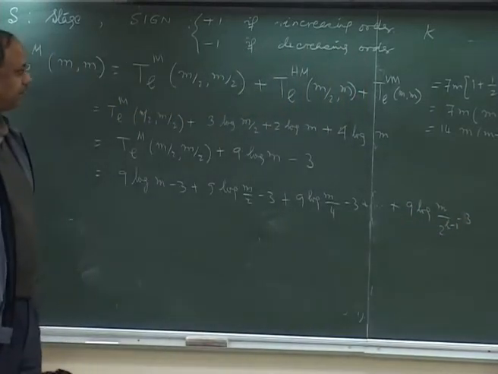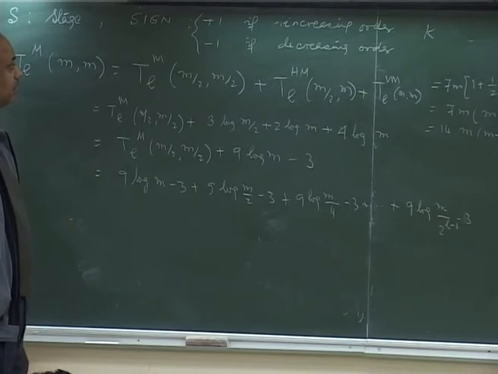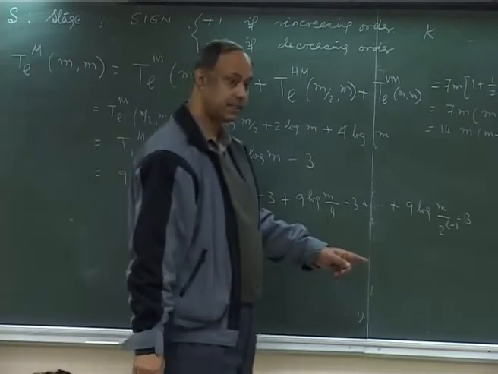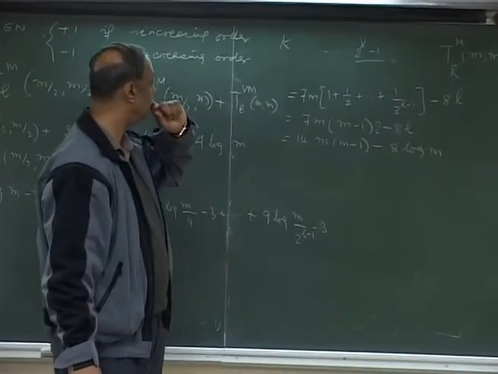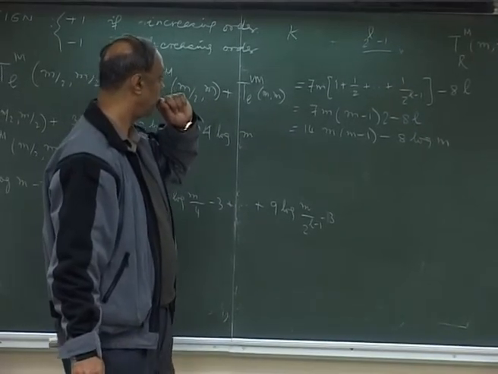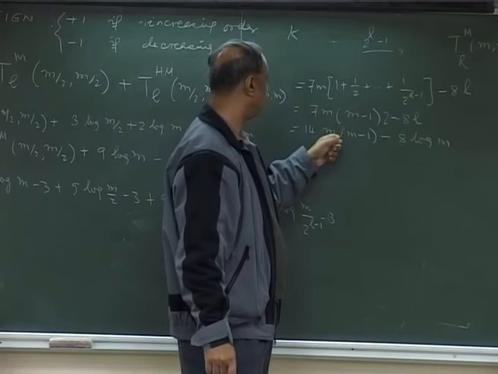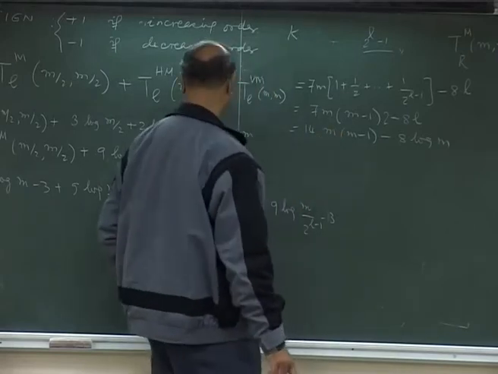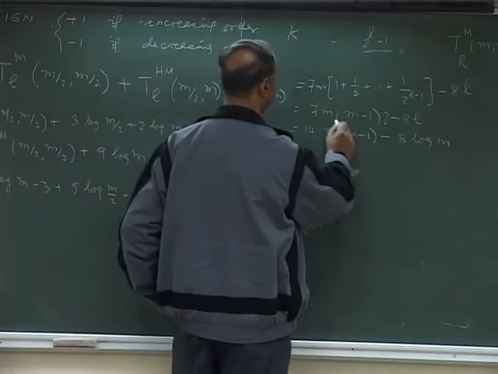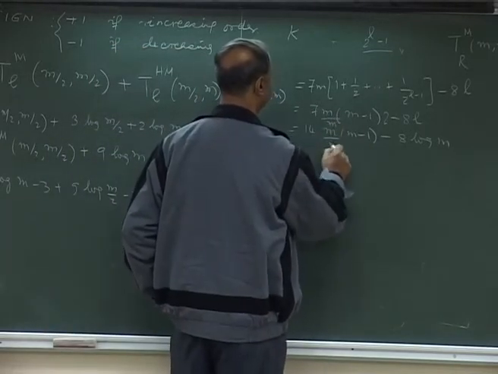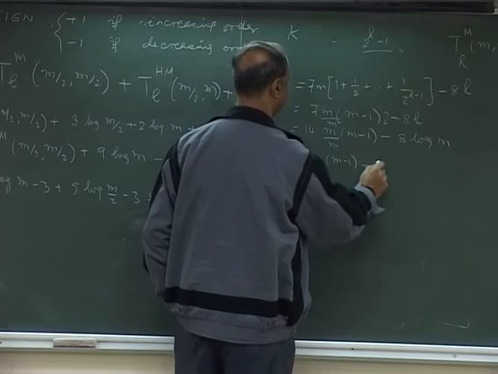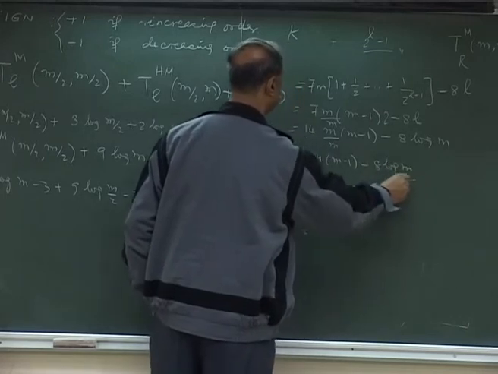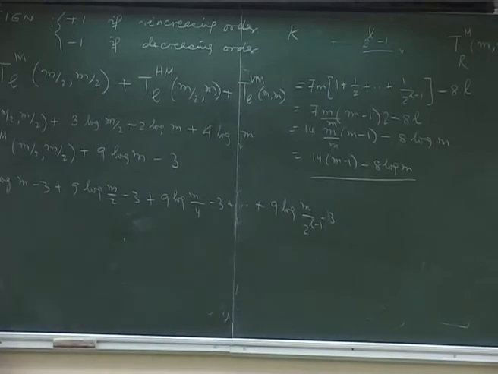Is it okay? Is only single m. In first case. First case. Where? Here? Yeah. Sir, this should be only for M. 14 into M minus 1. Actually it will be M minus 1 upon M. So M 1 M will be cancelled here by M, right? Okay. So it is 14 M minus 1 minus 8 log M. Is it okay? What about this one? This is okay or no?